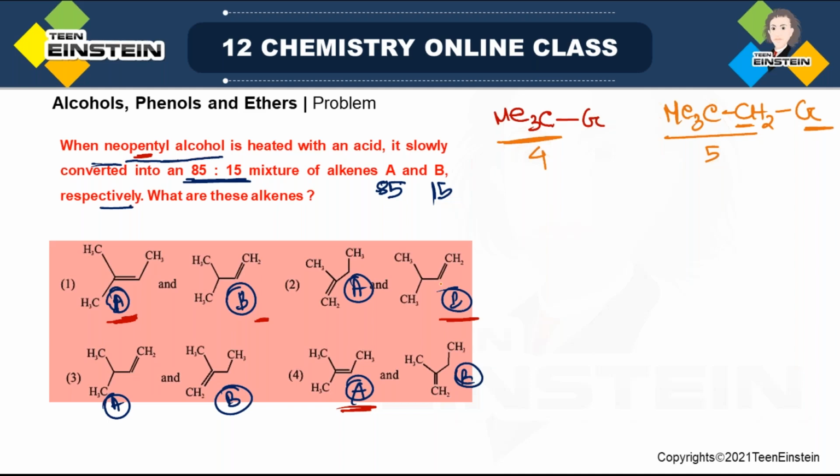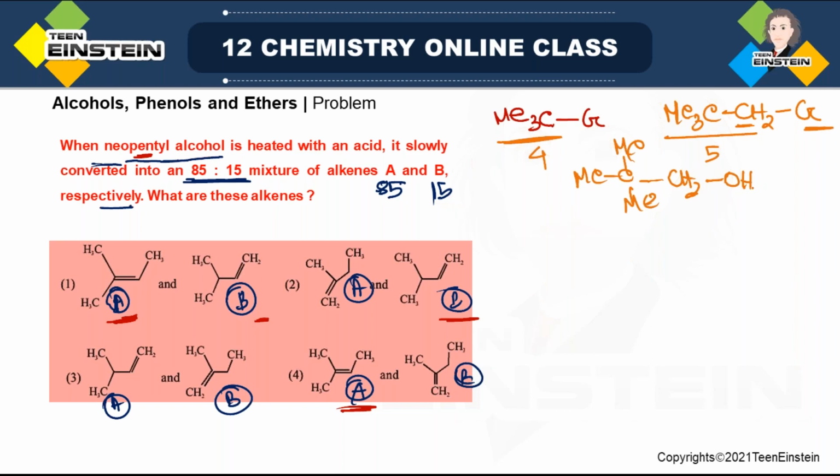Now you can understand it for any structure, alcohol, amine, whatever. So neopentyl alcohol is this molecule, that is Me3, methyl groups, then CH2, then OH. You are heating with acid, and in the options there is a C=C double bond, so it must be some elimination.